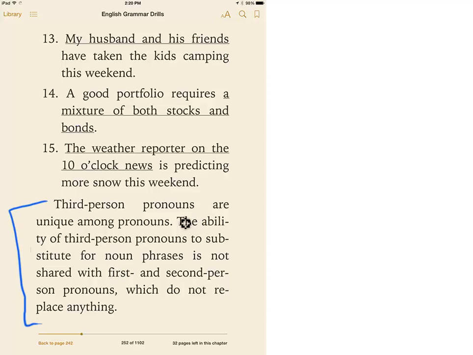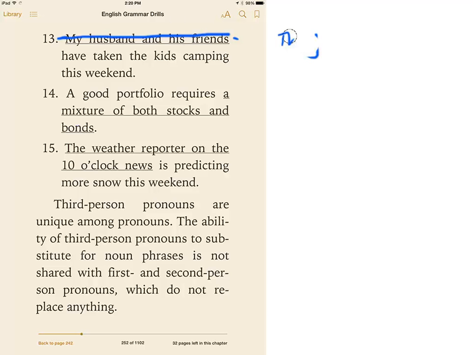It says third person pronouns are unique among pronouns. The ability of third person pronouns to substitute for noun phrases is not shared with first and second person pronouns, which do not replace anything at all. So third person pronouns replace the noun phrase like we saw last time, and I'll show you an example right up here. My husband and his friends have taken the kids camping this week. They have taken the kids camping this week. That's the third person pronoun. It replaces the noun in the noun phrase.